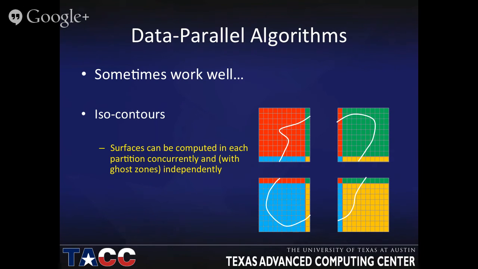So there's a contour line, and it's being computed. If you stitch this together, you get a continuous line here. But I can compute the results in each one of these partitions completely independently, given that I have these ghost zones to make sure that I get the right answer at the faces. So it's a beautiful thing, right?